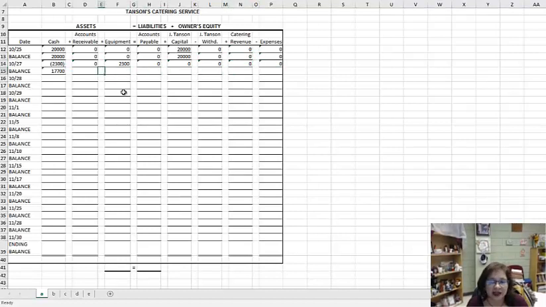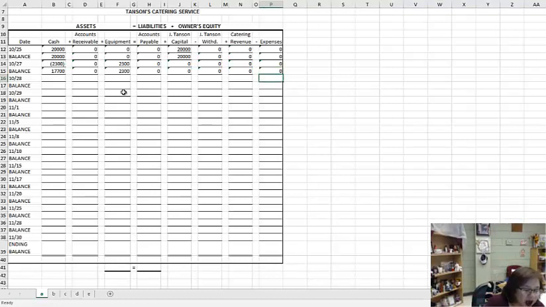So now, again, I didn't do anything with accounts receivable. I didn't do anything with, oh, I did do something with equipment. So what I'm going to do is bring down that $2,300 for the balance, okay? Got to make sure it's there. And 0, and 0, 0, and 0, and 0, okay? So now we know what we're working with.